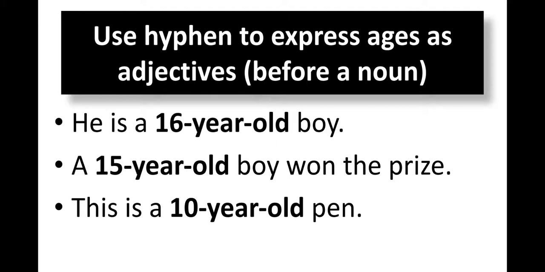One more example. This is a 10-year-old pen, not a 10 years old pen. So, did you notice one thing? After this phrase "year old", along with hyphens, we have nouns. So this phrase is used as an adjective before a noun. So when the phrase "year old" is used as an adjective before a noun, we write "year-old" with hyphens, not "years old".